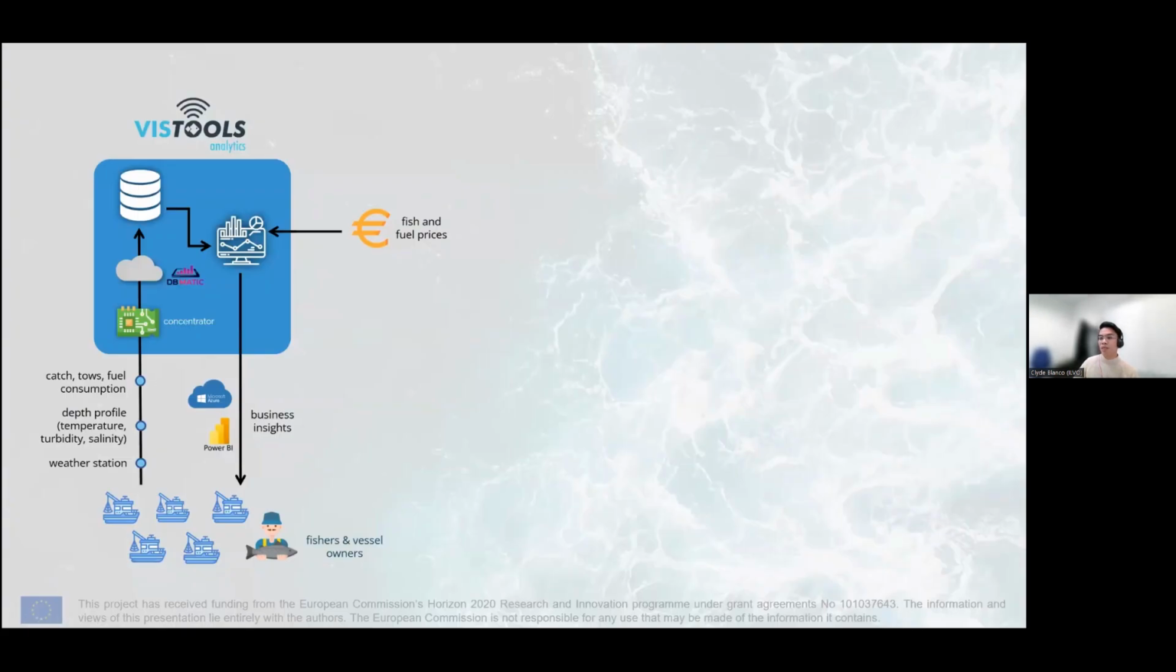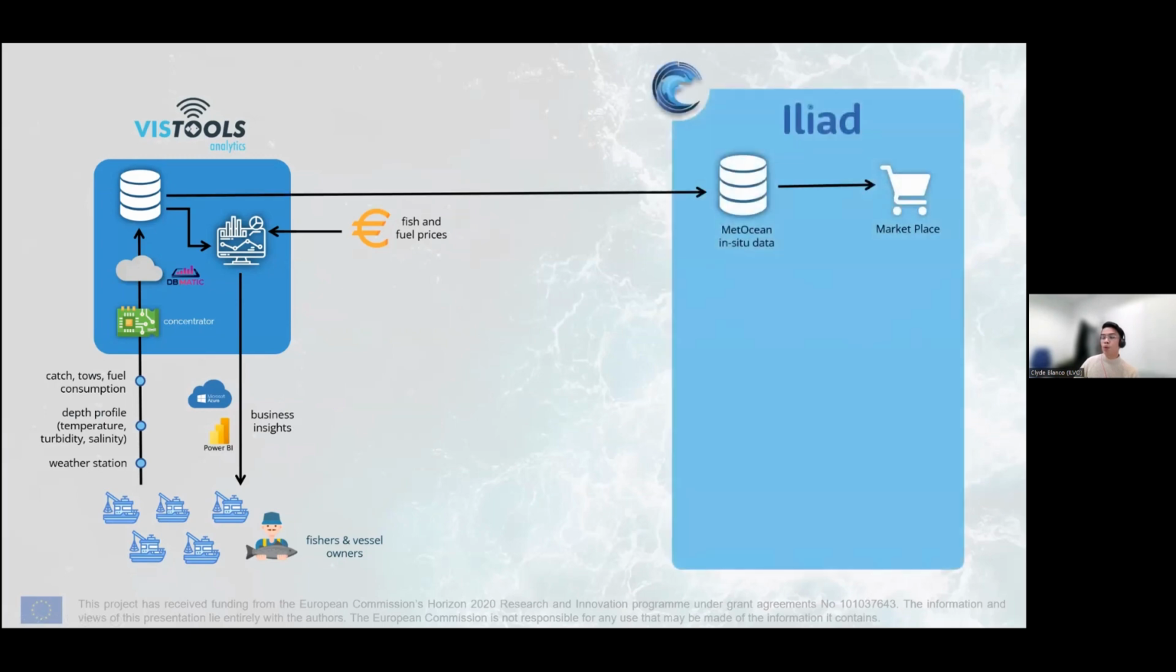So VisTools in itself is a closed loop DTO, wherein it collects information from our 5 vessels and then enriches that with external data such as fish and fuel prices, and it goes back to the end users such as the vessel owners. And this gives them near real-time insights on the activities of the vessel out on the sea. And then from there, we could also give the data or contribute the data to the marketplace.